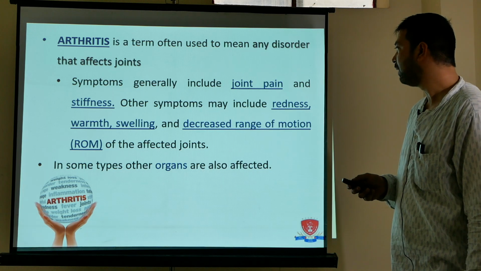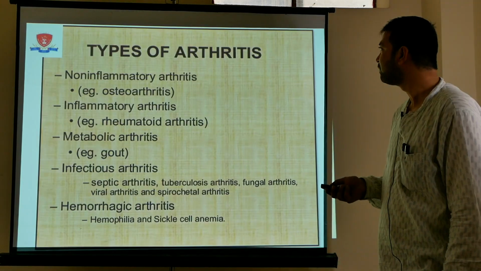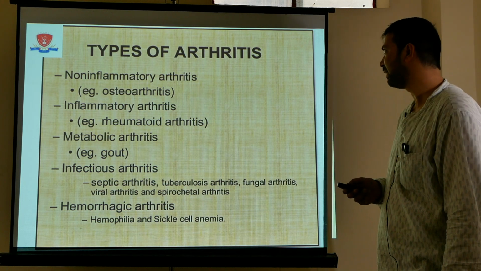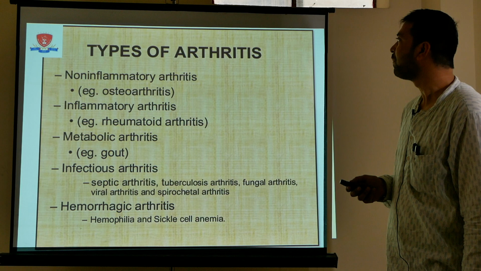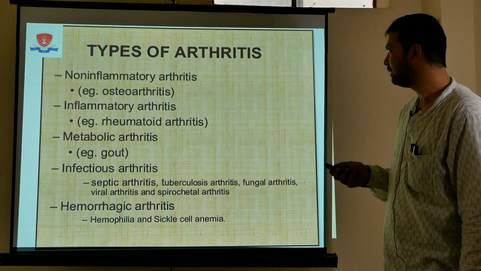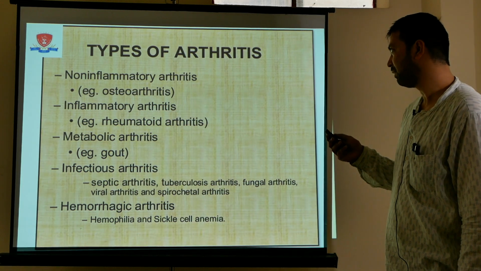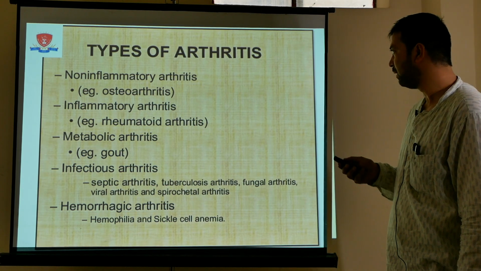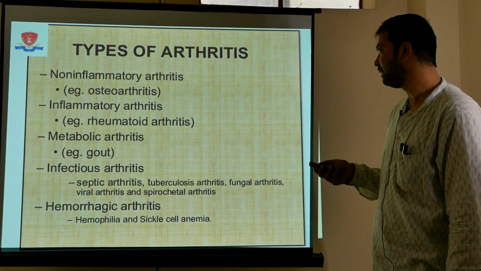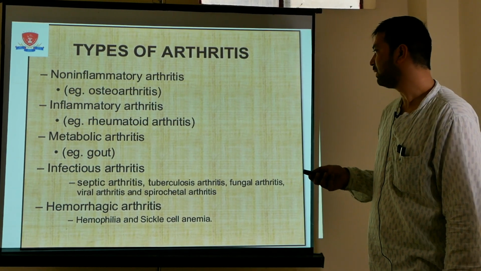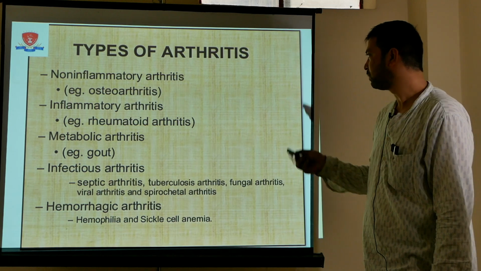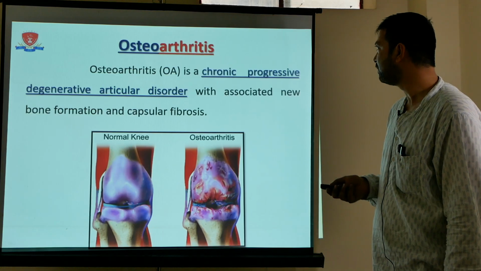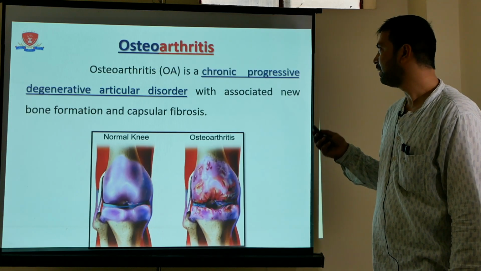In some types, other organs are also affected. Types of arthritis: we have to know about the different types of arthritis present in clinical cases. First is non-inflammatory arthritis, and the first example of non-inflammatory arthritis is osteoarthritis. Second is inflammatory arthritis. Third is metabolic arthritis. Fourth is infectious arthritis, and the last one is hemorrhagic arthritis. There are many types of arthritis, but mostly 4 or 5 will be present in clinical conditions. So first of all, we have to know the arthritis definition.